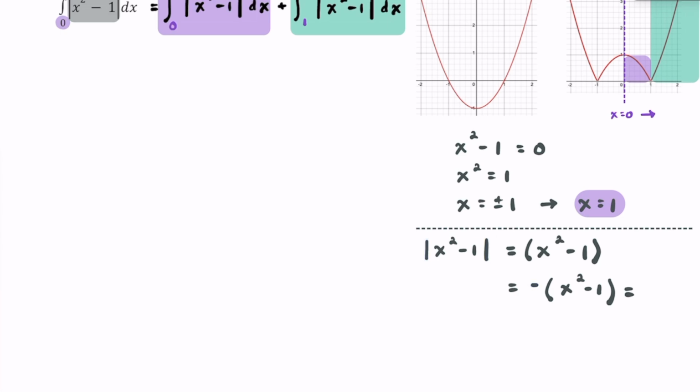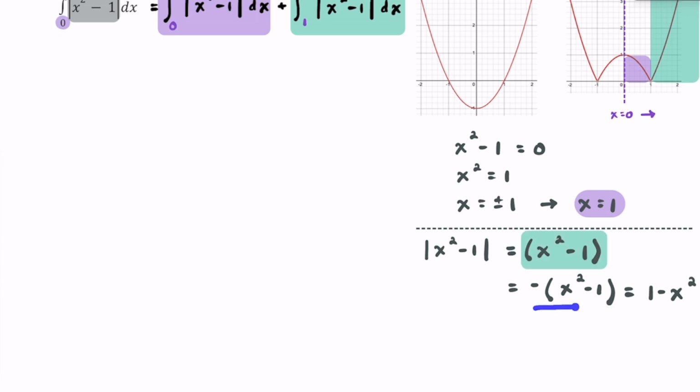For the second expression, if you distribute that negative, you can just rearrange that as 1 minus x squared. When you look at this expression here, as long as you plug in a value that is 1 or higher in for x, you're going to get a positive value. So this is going to be associated with this part of the graph.